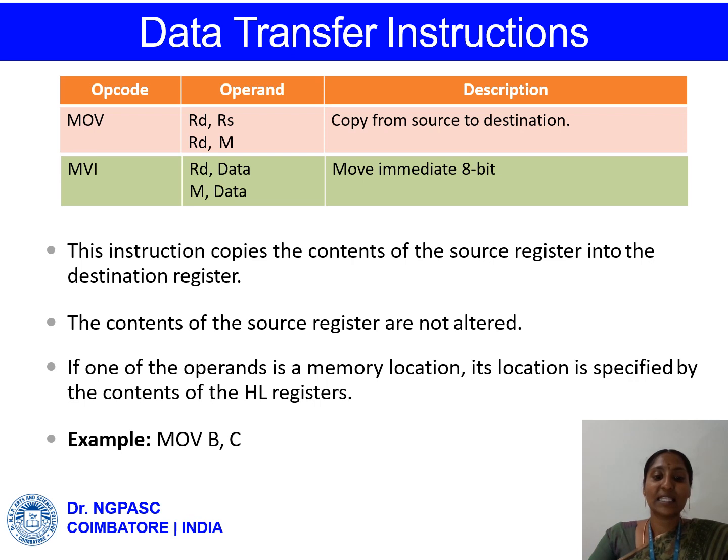So here in the example MOV, the content in the C register is moved to the B register. That is, the content in C is just copied to the destination, that is B. So the operation is right to left. The content in the source is not altered. This memory location we can use for an HL register also.